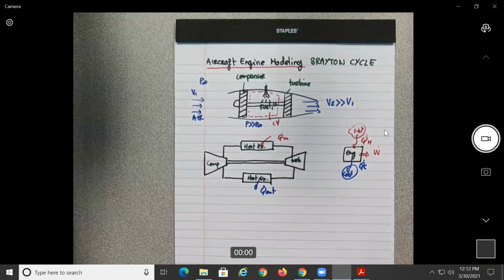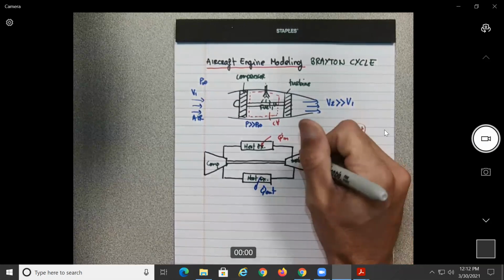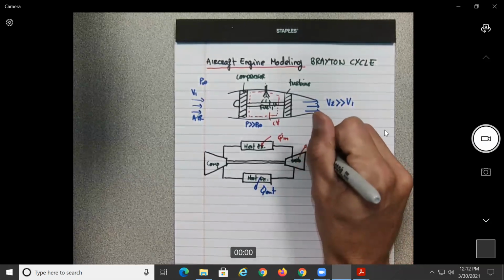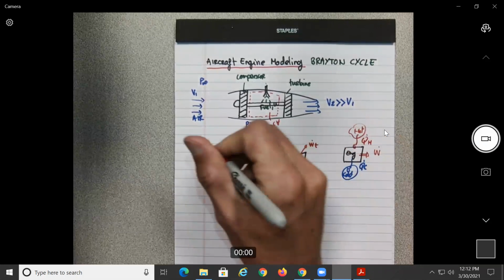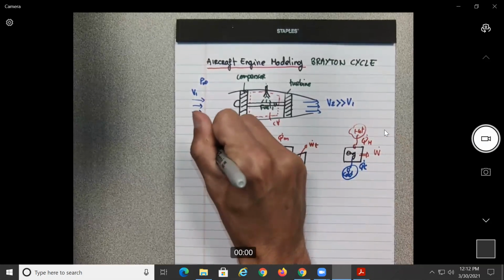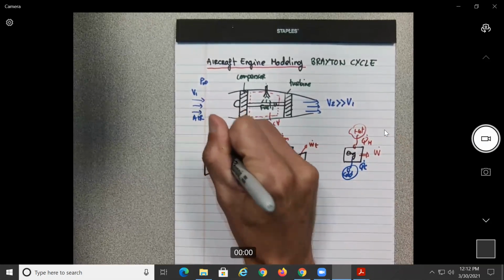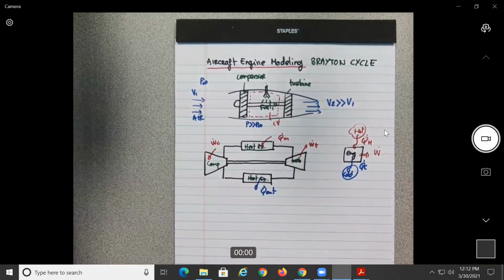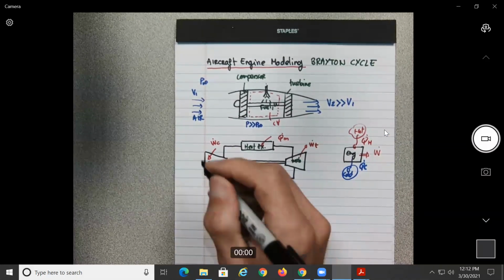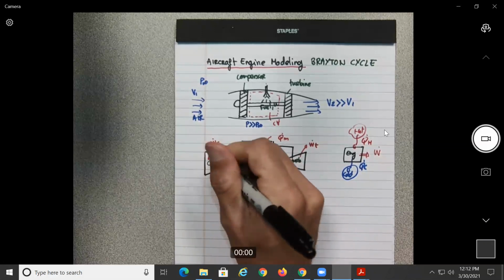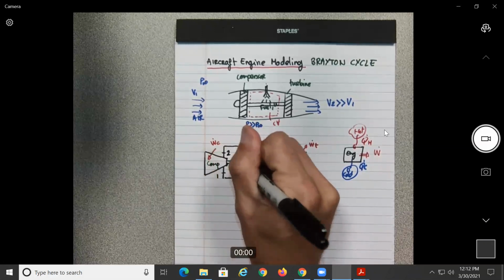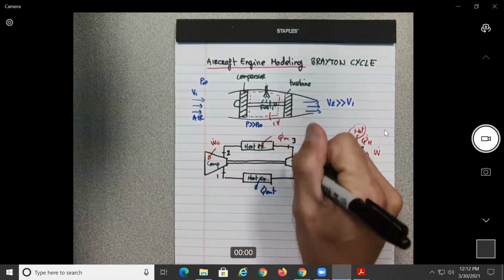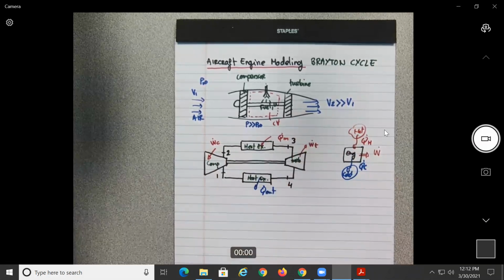Okay, and let's add one more thing on the figure. We know that the turbine will generate power, but that the compressor requires power. And let's put some numbers over here. Let's say this would be 1, 2, 3, and 4.